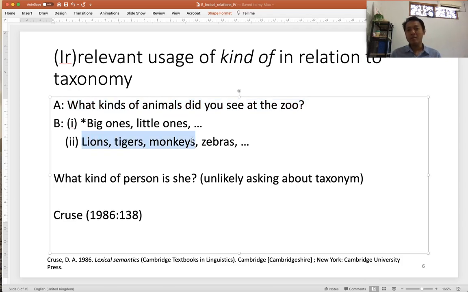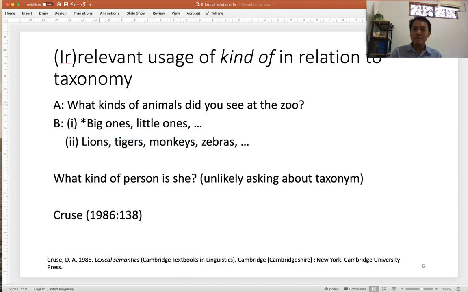What they expect you to answer is something like this. Oh, what kind of animal did you see at the zoo? I saw lions, tigers, monkeys, zebras. But maybe when you are asked and you don't know the name, maybe you will use this characteristic to answer it. But ideally, these are the kinds of answers that are expected from this question. So these are more relevant usages of kind of in relation to taxonomy.